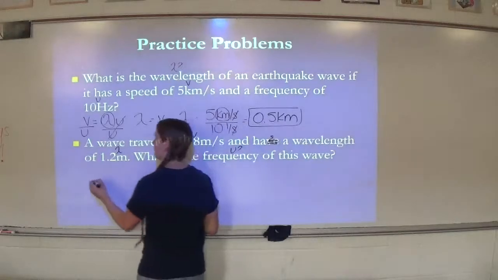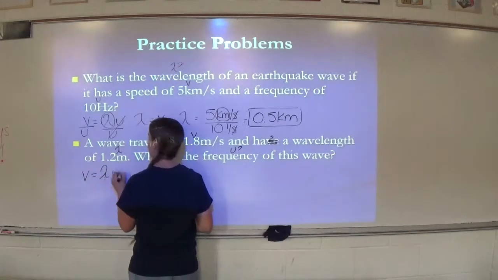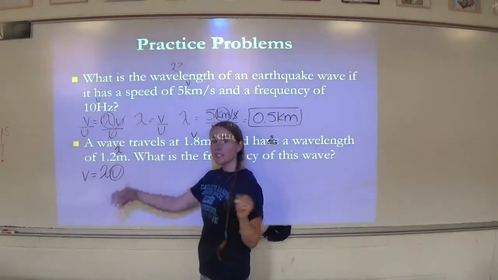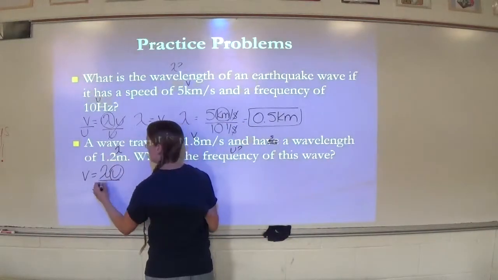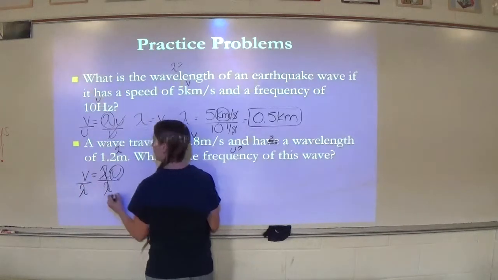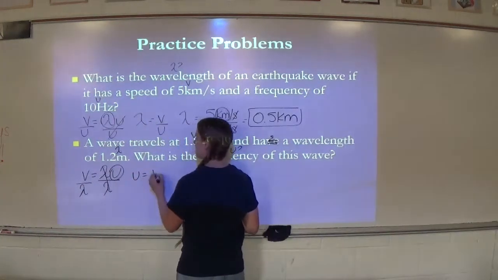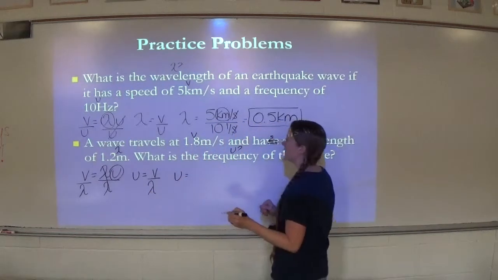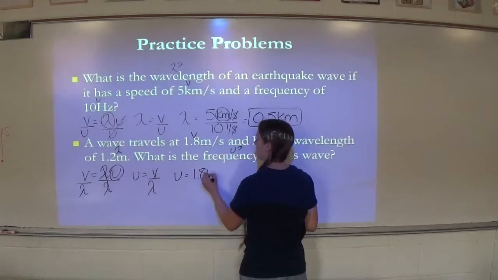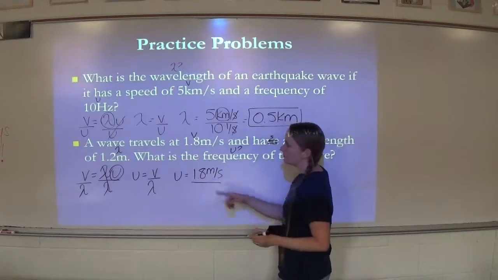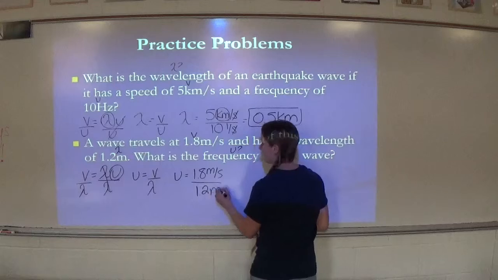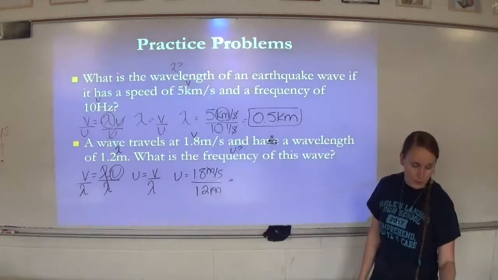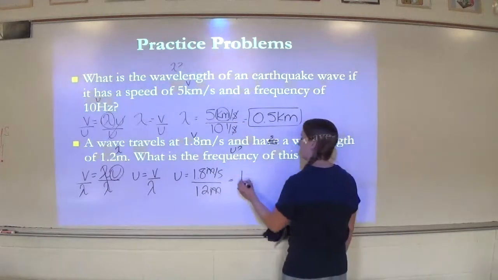So again, we know speed equals wavelength times frequency. So if I'm solving for frequency, I need to get wavelength on the other side. So I do the opposite. The opposite of multiplying is dividing. So I divide by wavelength on both sides. So frequency is speed over wavelength. So then I just plug in. So my speed is 1.8 meters per second, and my wavelength is 1.2 meters. So those meters cancel, and so then 1.8 divided by 1.2 is 1.5.